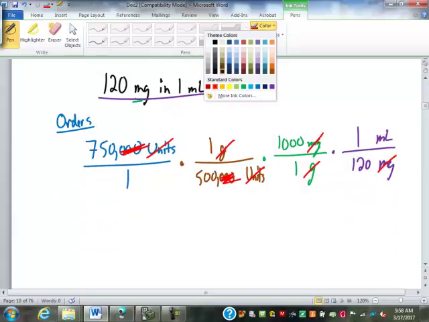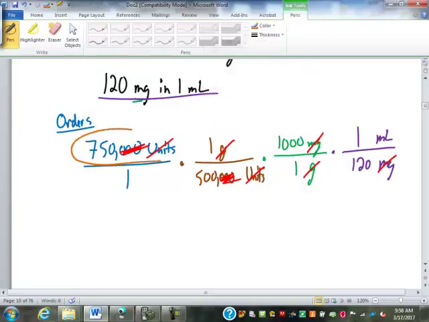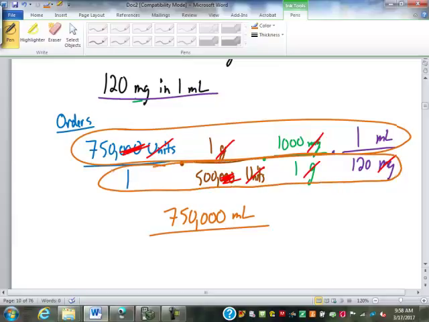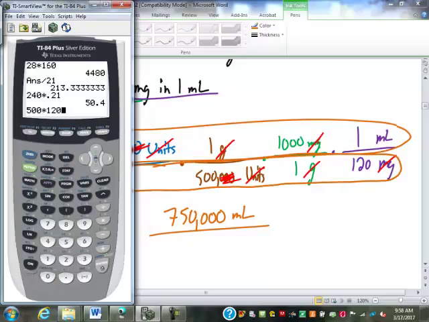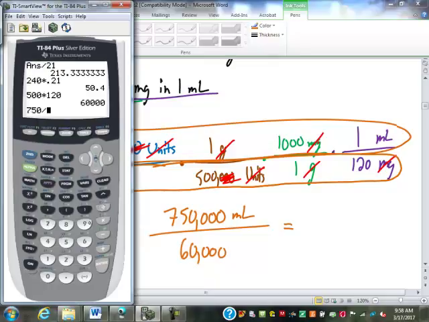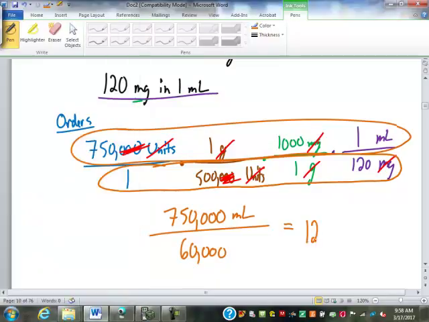So now on top, we have 750 times 1 times 1,000 times 1 milliliter. It's 750,000 milliliters. On bottom, we have 1 times 500 times 1 times 120. So 500 times 120. I'm tired, so we're going to let the calculator do the work. 60,000. And so now we have to divide the 750,000 by the 60,000. And we get 12.5. That's 12.5 milliliters. So we would administer to that patient 12.5 milliliters of medication.